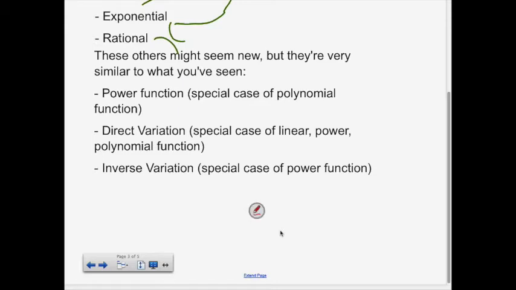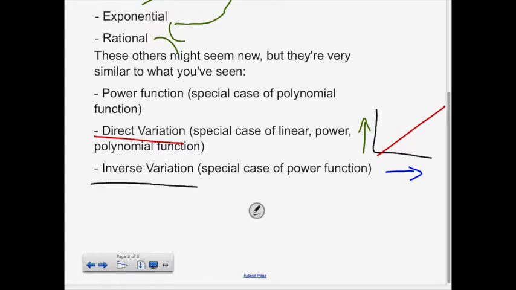So let's focus on direct variation first. Direct variation would look like this. It looks very linear. And that's just because as the x is increasing here, the y is also increasing. Now, inverse variation, as you've read, is a lot different. It looks like this. That's because as x is increasing, y has to decrease accordingly. They're going in opposite directions.